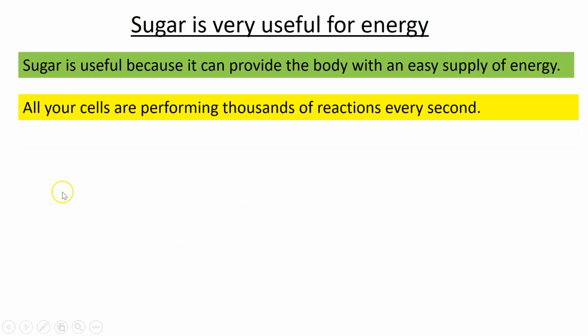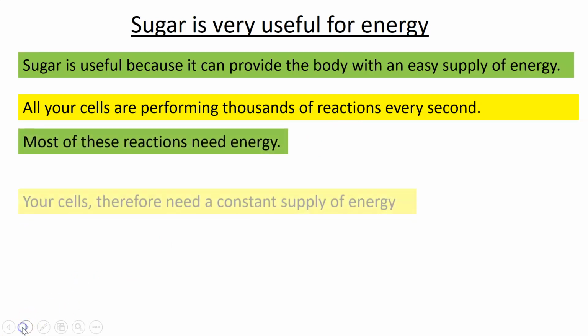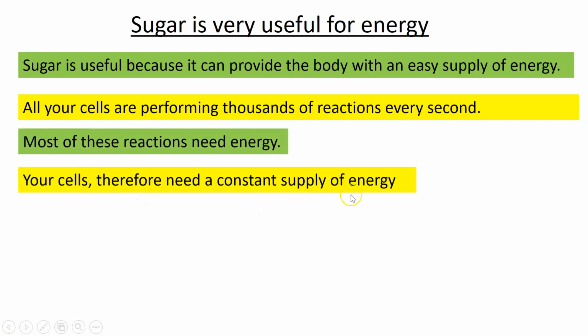Now, all your cells are performing thousands of reactions every second. So we're looking at why sugar is very useful. These reactions require energy, and that energy can come from anywhere. The fact that sugar is an easier supply of energy is why sugars are so important. Most of these reactions require energy, and therefore you need a constant supply of energy. So it stands to reason that a quick supply of energy is much more beneficial.